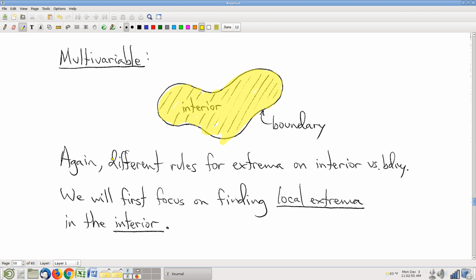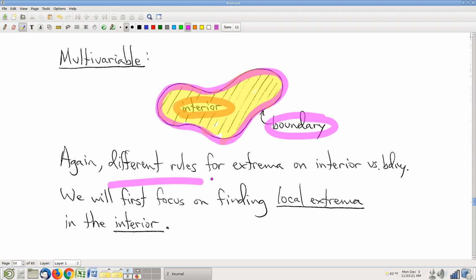So what's the deal? The first thing I want to point out is that on the interior, there is a set of rules for finding what we're going to call critical points. Familiar, right? Certain rules. And then there is a separate discussion of what to do with the boundary, and again, it's different rules. What those rules are in the multivariable case is a little weirder for the boundary.